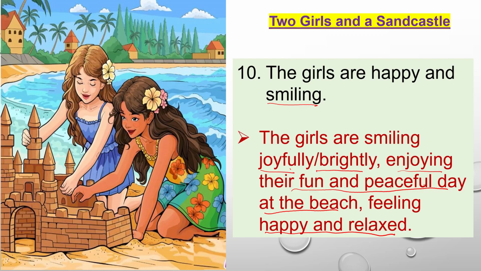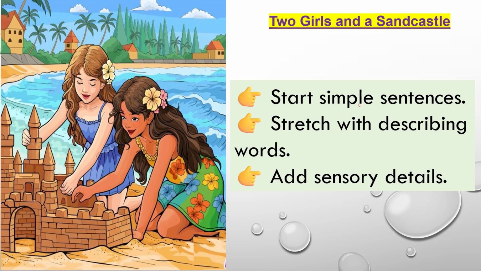So what you have to remember, the 3 points. You have to start with simple sentences, stretch them with describing words, and add sensory details. Clear? So now you can do this with any picture. I hope you had fun learning how to turn a picture into a beautiful story.